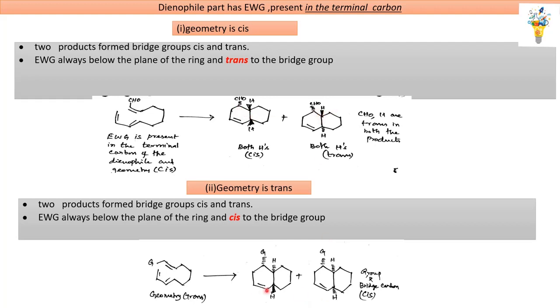The products are cis and trans in both cases, but the bridge and the group are cis to each other. See, here it is cis, but here it is trans. It is below the plane, above the plane, below the plane, above the plane. So the electron withdrawing group is below the plane of the ring and cis to the bridge group. Here the electron withdrawing group is below the plane and trans to the bridge group.